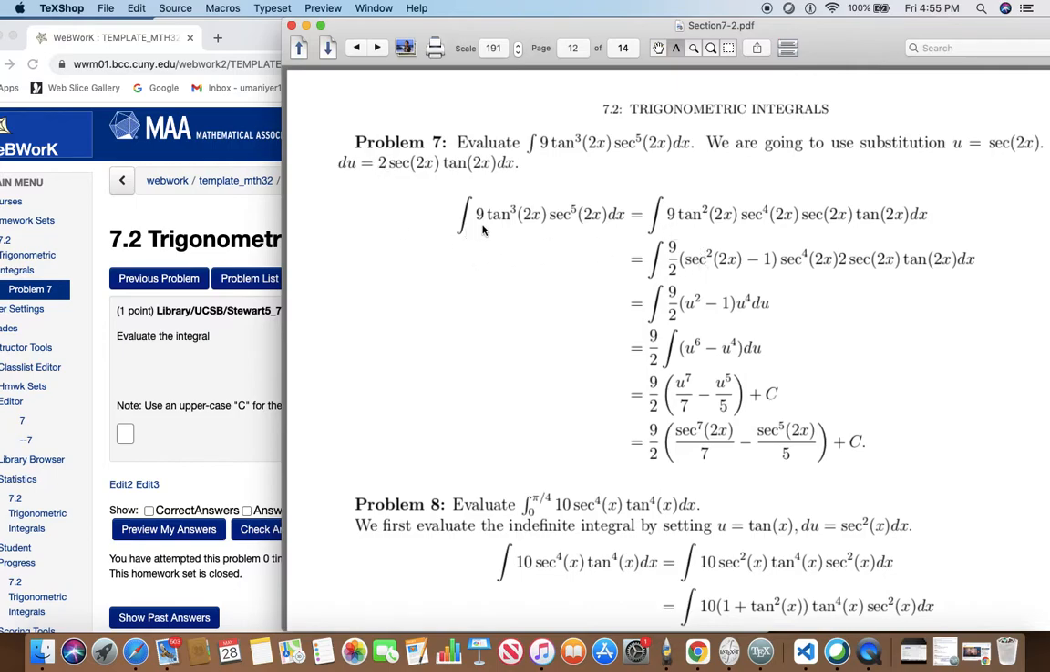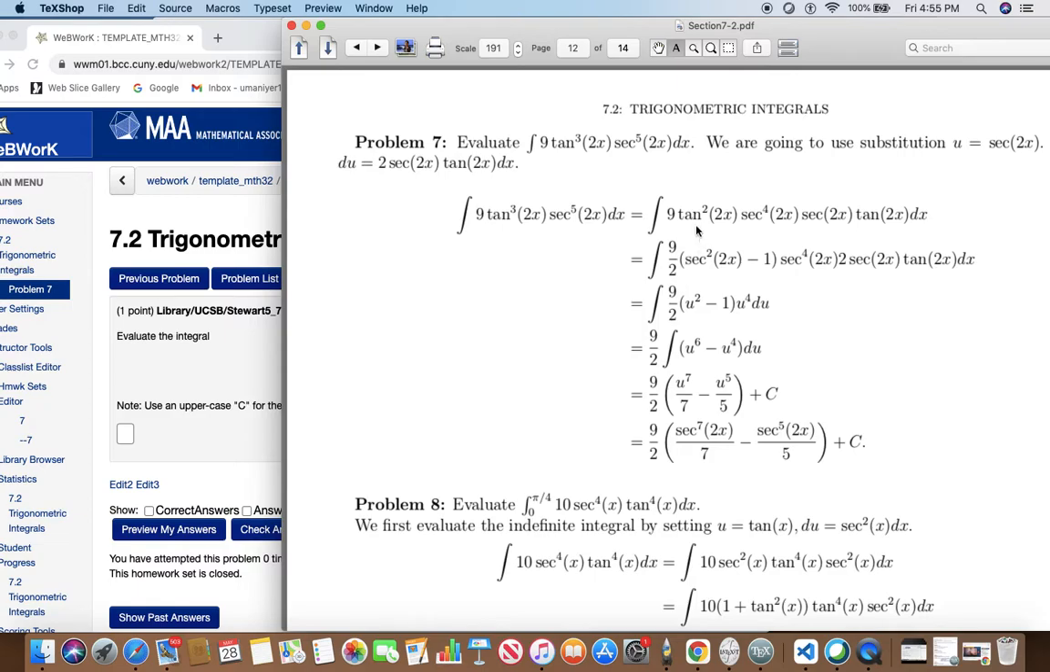So the integral of 9 tan power 3 of 2x secant power 5 of 2x dx is the integral of 9. You removed a power of tan, you removed a power of secant. So you are left with the integral of 9 tan squared 2x secant to the power 4 of 2x secant 2x tan 2x. Now notice the next line is essentially the same, except I have divided by 2 and multiplied a 2. Why did I multiply that 2? Because of this 2. Okay, chain rule demands an extra 2.